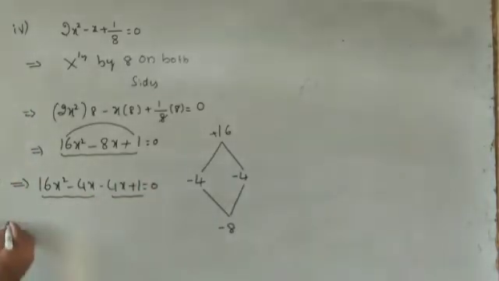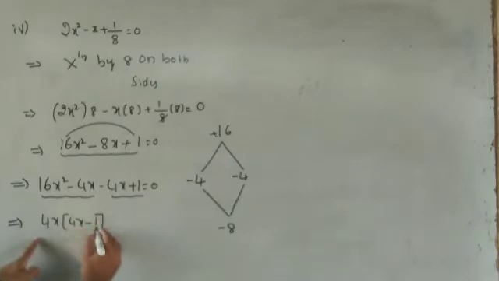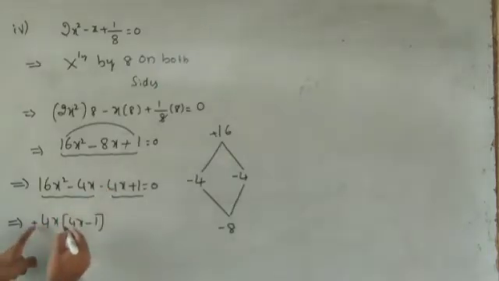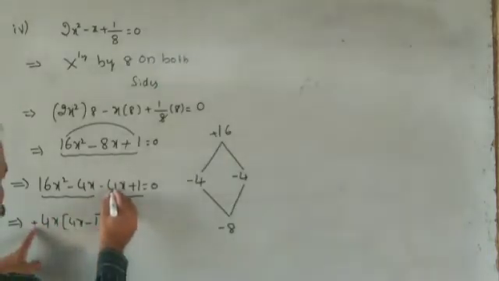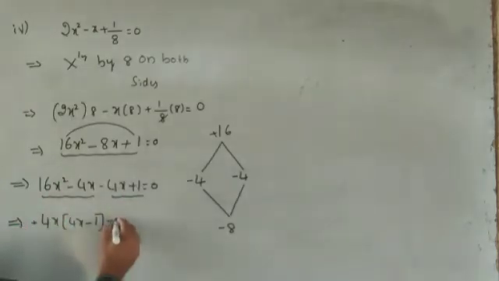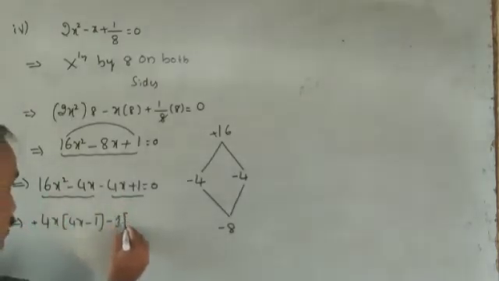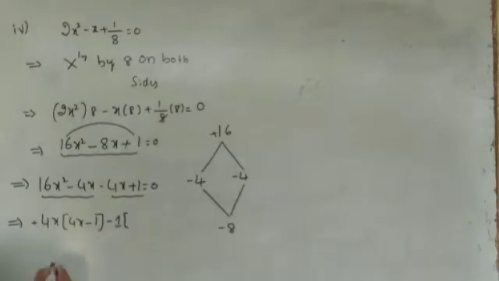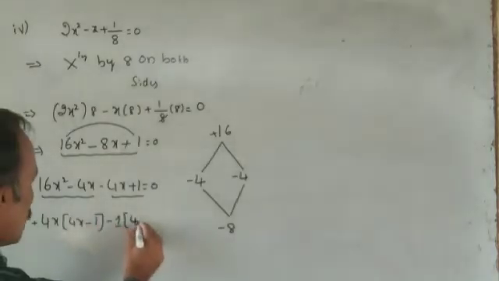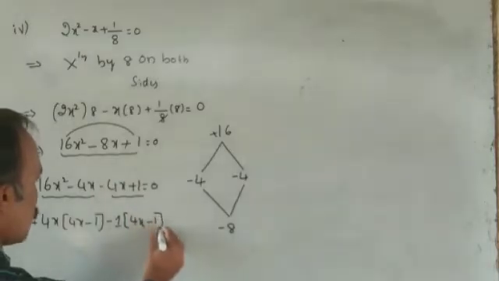Make a group. So which implies 16 and 4, 4 is common; x square and x, x is common. So 16 by 4 is 4, x square by x is x, minus 4x by 4x, we get 1. Here plus is there, so minus 4 and 1, 1 is common, it's compulsory. Next, 4x by 1 is 4x, and minus 1 by 1, minus 1, is equal to 0.